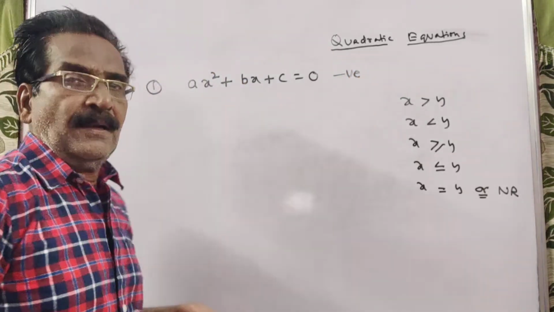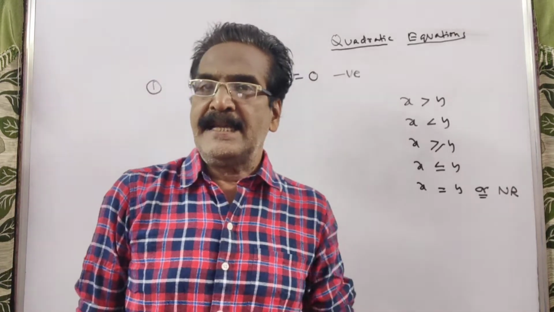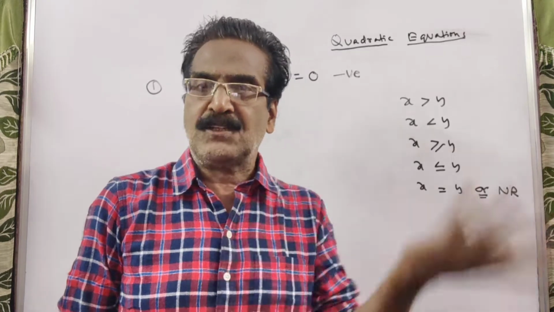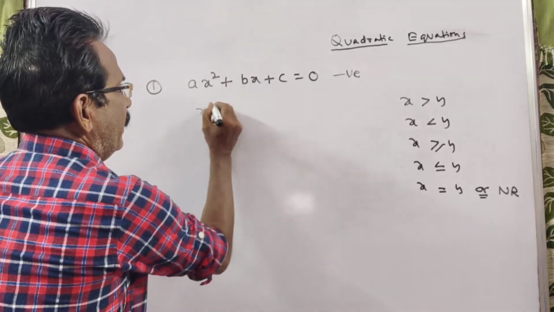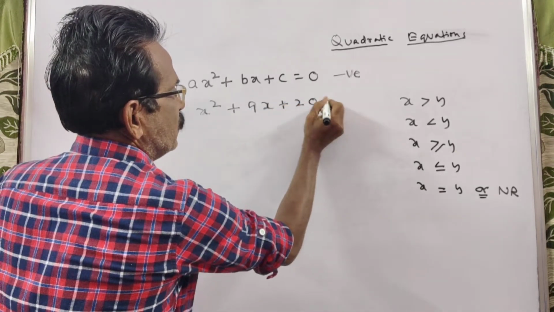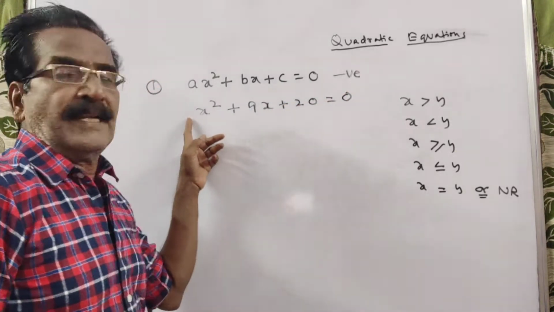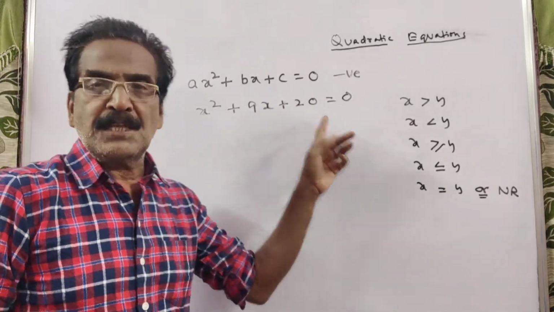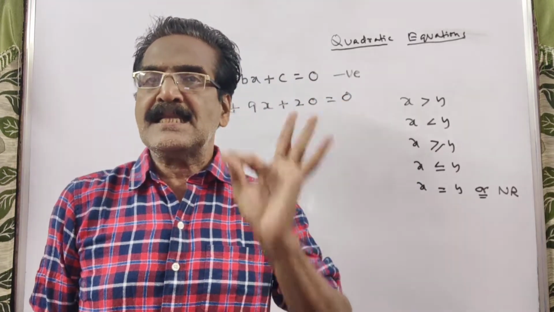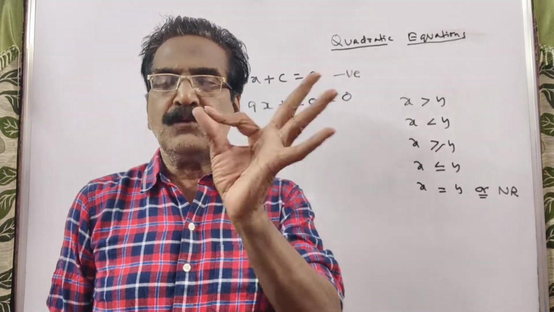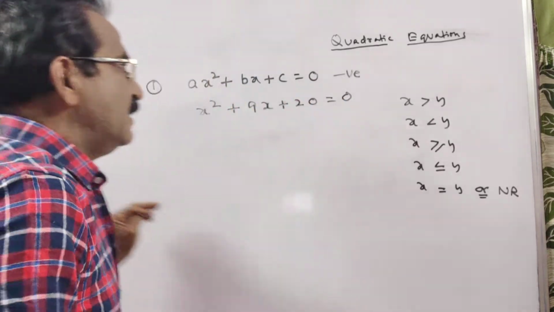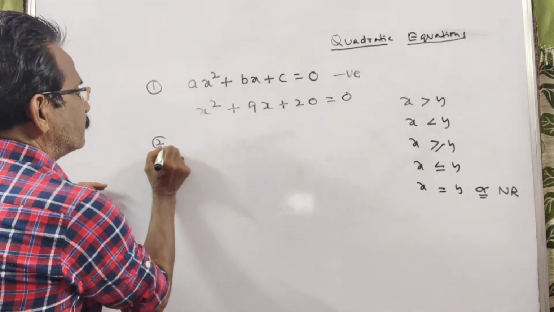An example is x square plus 9x plus 20 is equal to 0. Here a is 1, positive, b positive, c positive. All a, b, c are positive. If all a, b, c are positive, both the roots are negative. That is the first thing. Let us see the second thing.